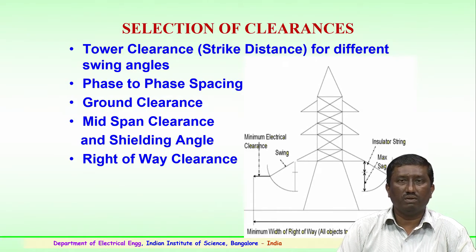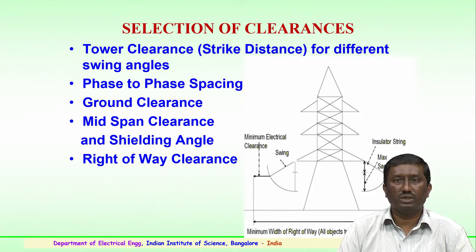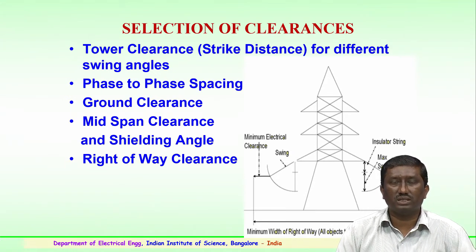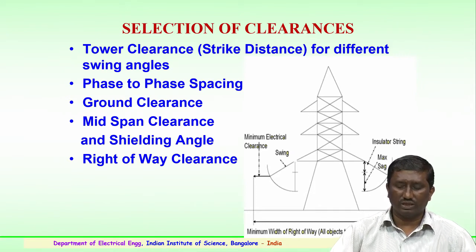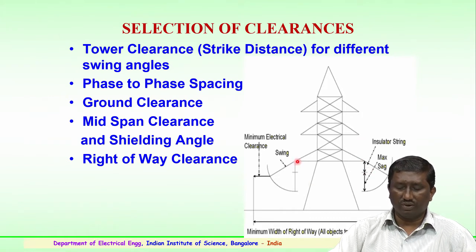So, now we will look into the clearances aspect and how the selection of clearances is done for the towers. So, we see here the tower clearances, that is the strike distance, for different swing angles. You can see the tower, which has 3 phases here, RYB single circuit, again RYB one more circuit. So, you have the final insulator string here as shown here. The insulator string is here, the conductors are here for one of the phases.